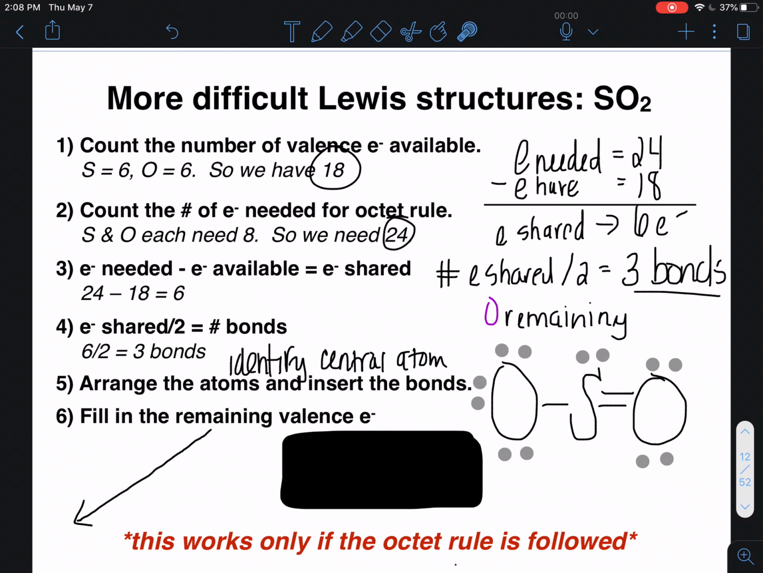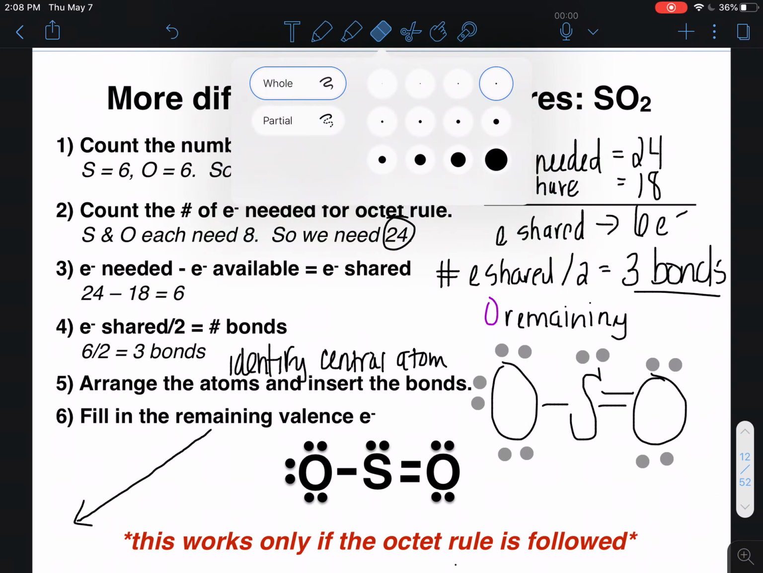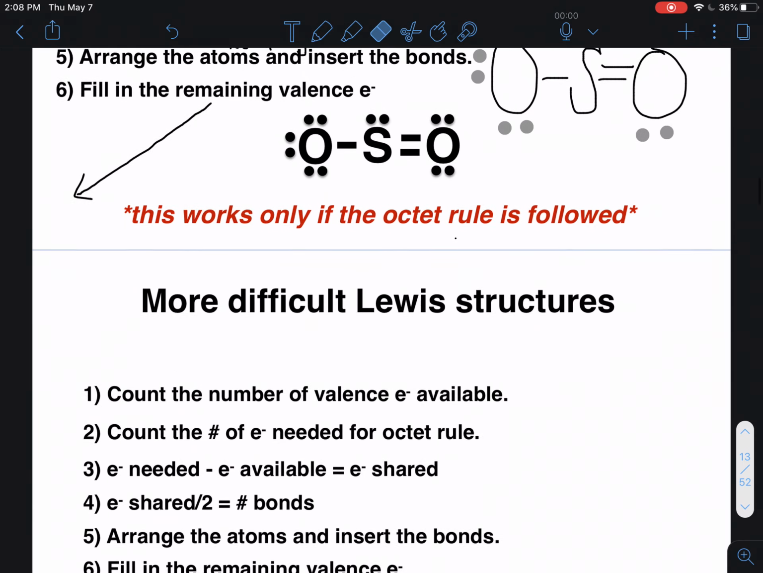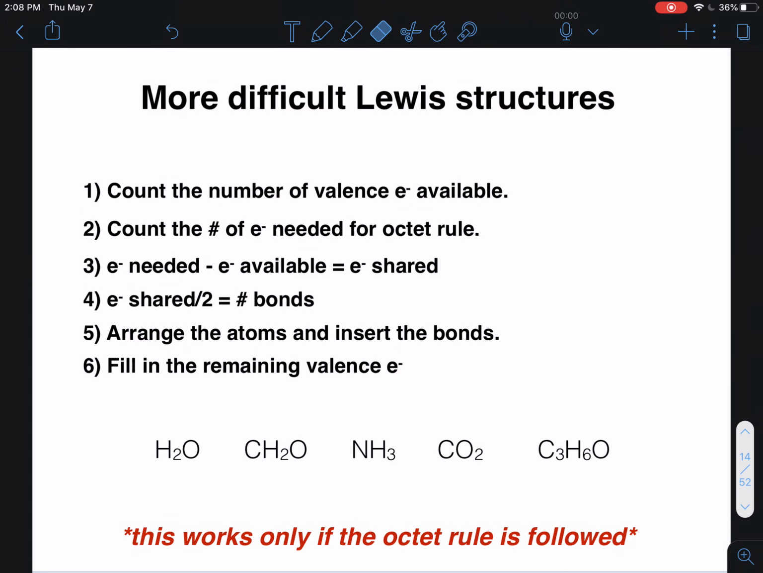All right, so 1, 2, 3, 4, 5, 6, 7, 8, 9, 10, 11, 12, 13, 14, 15, 16, 17, 18. That's 18, all right? And turns out, there we go. So this is the Lewis structure for SO2. So let's do the same thing for all of these, okay? So what I'm going to do is copy.